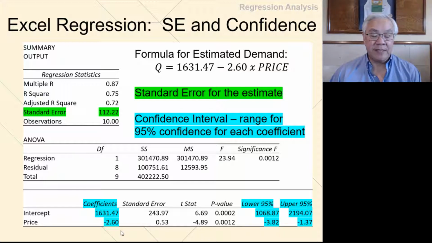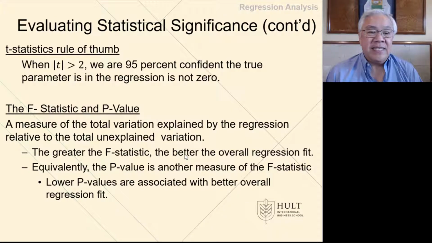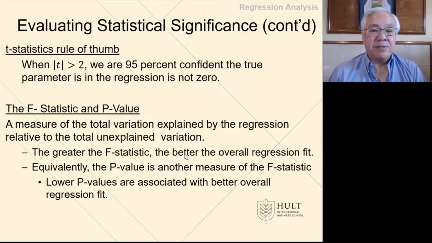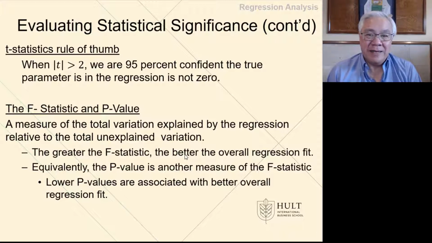And in the case of price, the factor we get from the regression is negative 2.6, and the 95% confidence would be in the range of negative 1.3 to negative 3.82. Right? So there's a fair amount of variation there, honestly, when we look at these coefficients and the ranges. All right, t-stat. So the rule of thumb is if the absolute value of t is greater than 2, then we're 95% confident that the parameter of the regression is not 0. It may not be precisely the number we cite, but it's not 0.